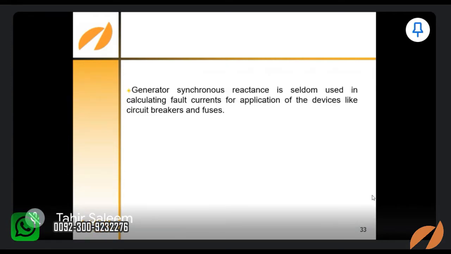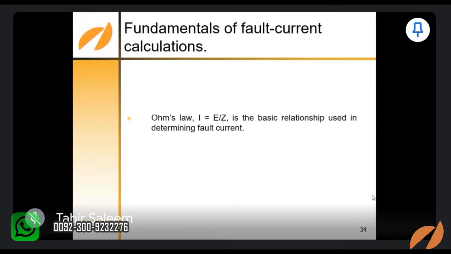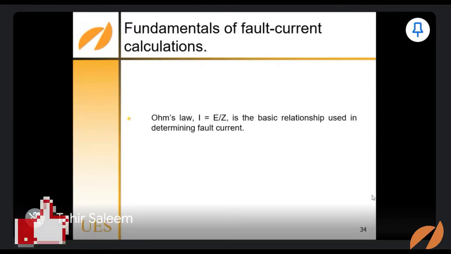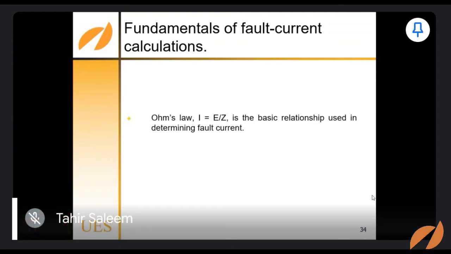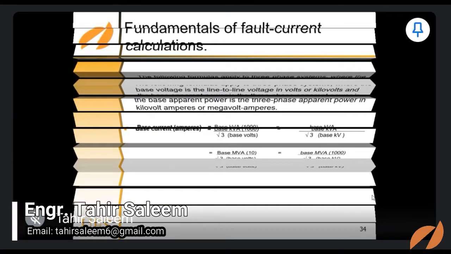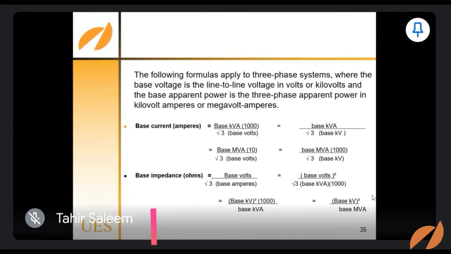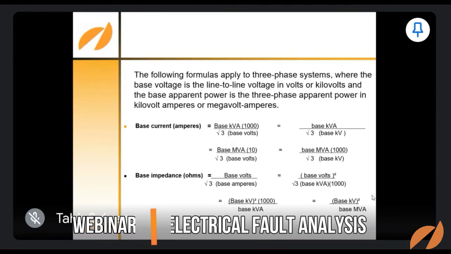This I have explained to you. It is a simple method, no difficulty in that. Ohm's law, use of Ohm's law. Let's come to the actual calculation. You will see over there the different formulas for conversion.